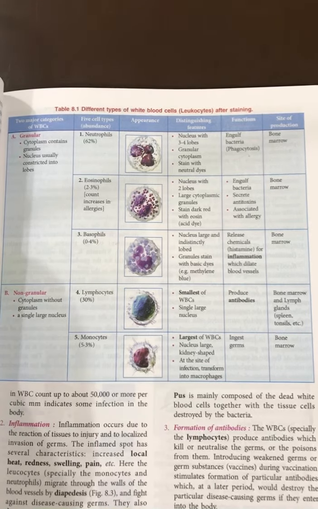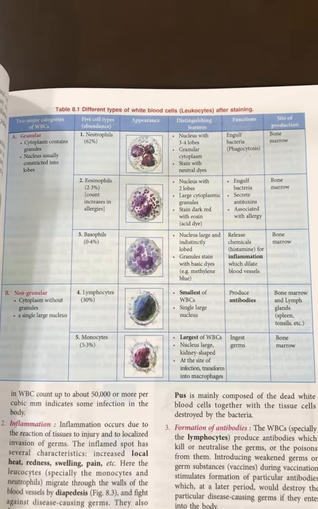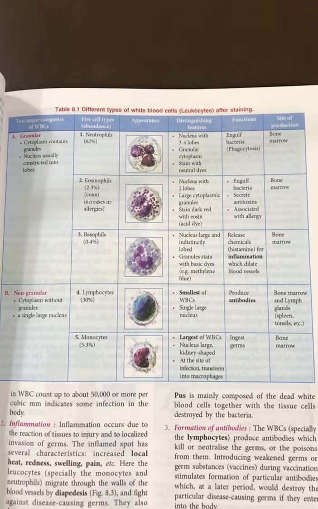And the function of the basophils is they release a chemical called histamine for inflammation, which dilates the blood vessels. We will do about inflammation in this lesson. And the basophils release the chemical called histamine. And the function of histamine is to dilate the blood vessels. Dilate means broaden. And the basophils are also produced in the bone marrow.